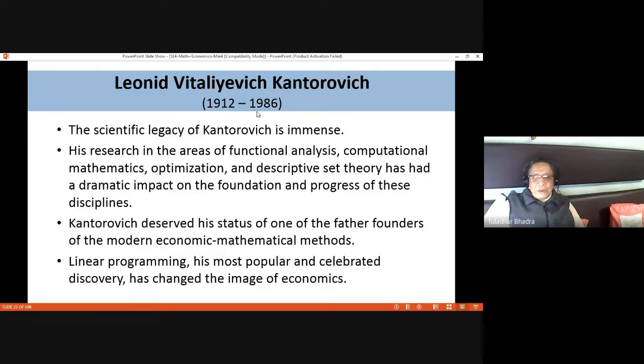The scientific legacy of Kantorovich is immense. His research in the areas of functional analysis, computational mathematics, optimization, and descriptive set theory has had a dramatic impact on the foundation and progress of these areas. So Kantorovich deserved his status as one of the founders of the modern economic mathematics methods. Linear programming, his most popular and celebrated discovery, has changed the image of economics. So you can see that Kantorovich is a mathematician who introduced mathematics into economics.